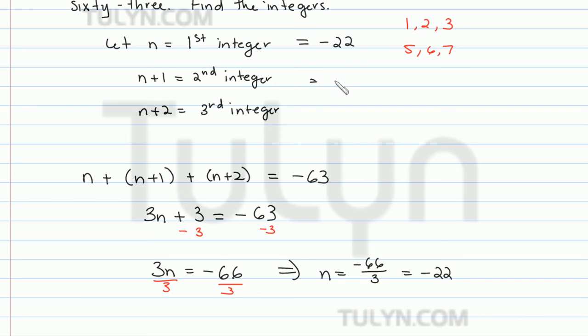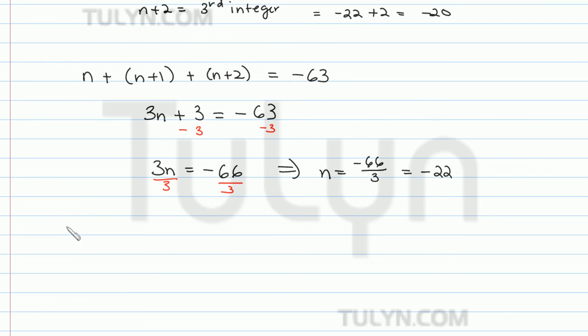So that means our second integer is going to be negative 22 plus 1, which is negative 21. And then our third integer is going to be negative 22 plus 2, which is going to give us negative 20. So the three integers are negative 22, negative 21, and negative 20.